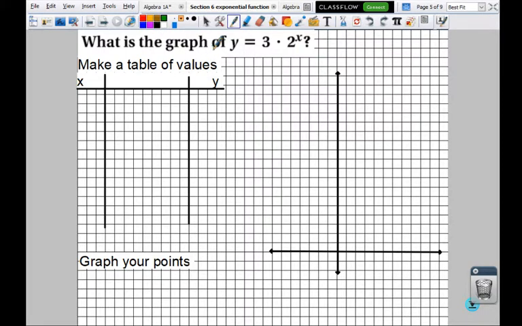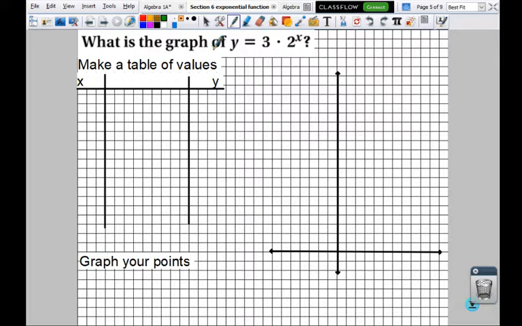Okay, so we are going to be making a graph of this exponential function. But before we do that, we are going to make a table. So we've done this before. Last year, you guys did this a lot. We haven't really done much this year, so kind of get you started. We are going to pick some x's, and then we are going to get some y's out of that, and then we are going to graph those points.